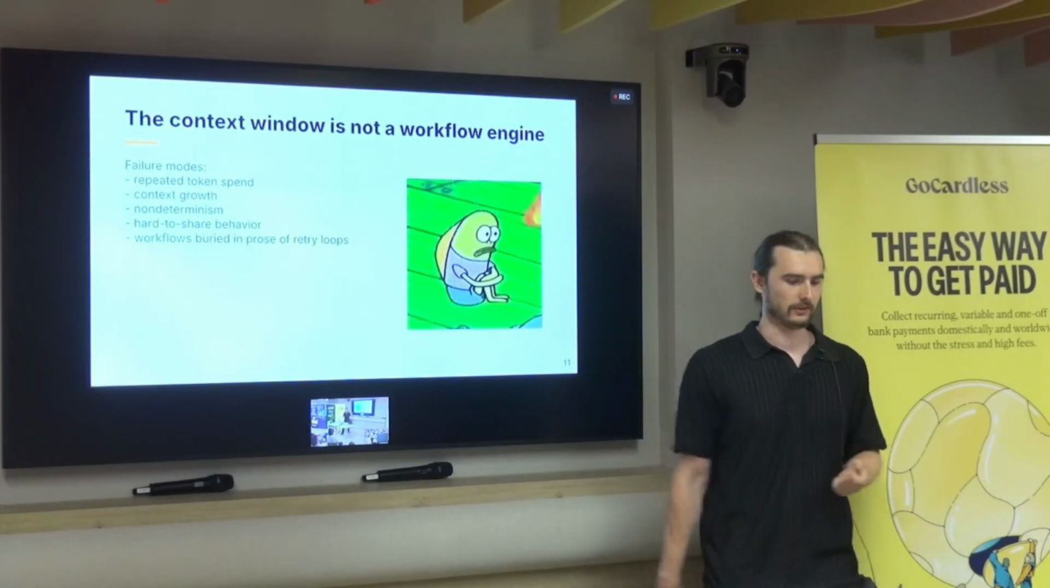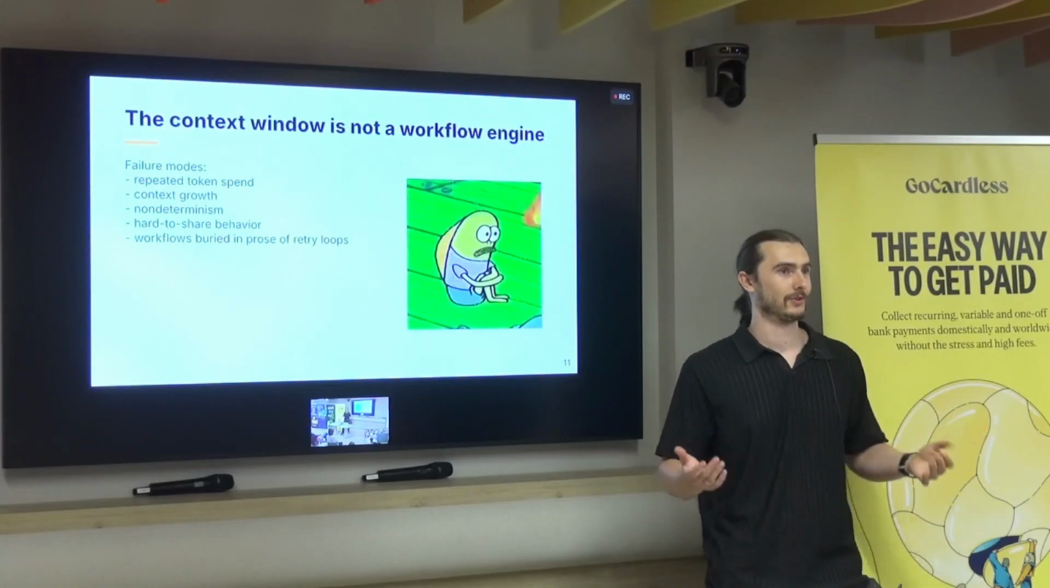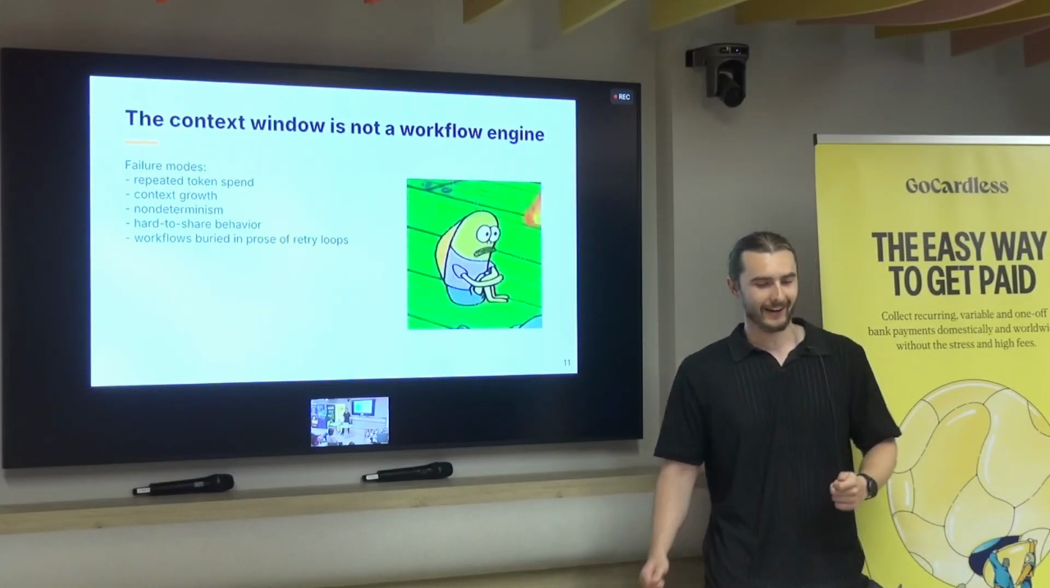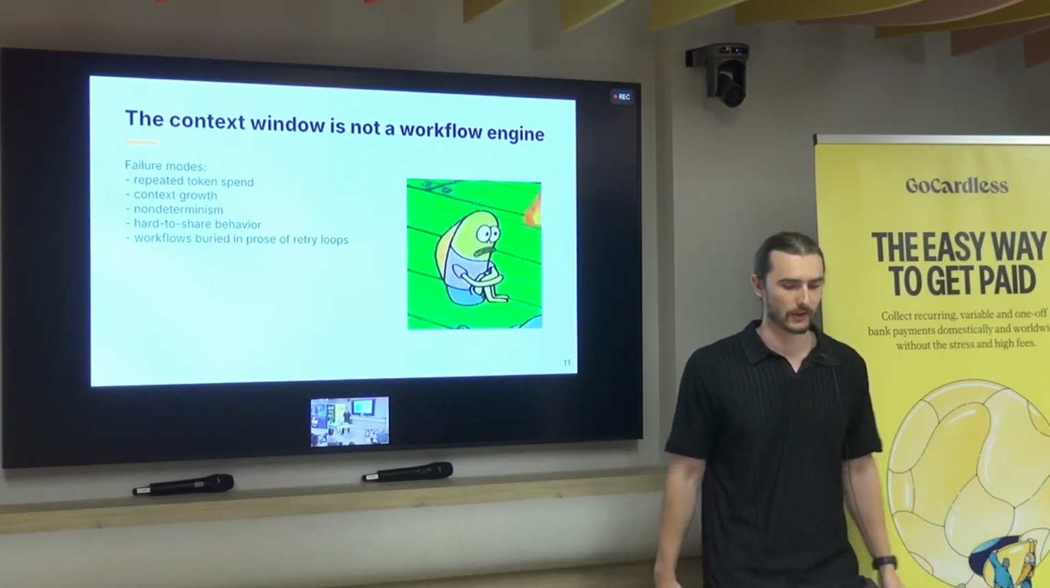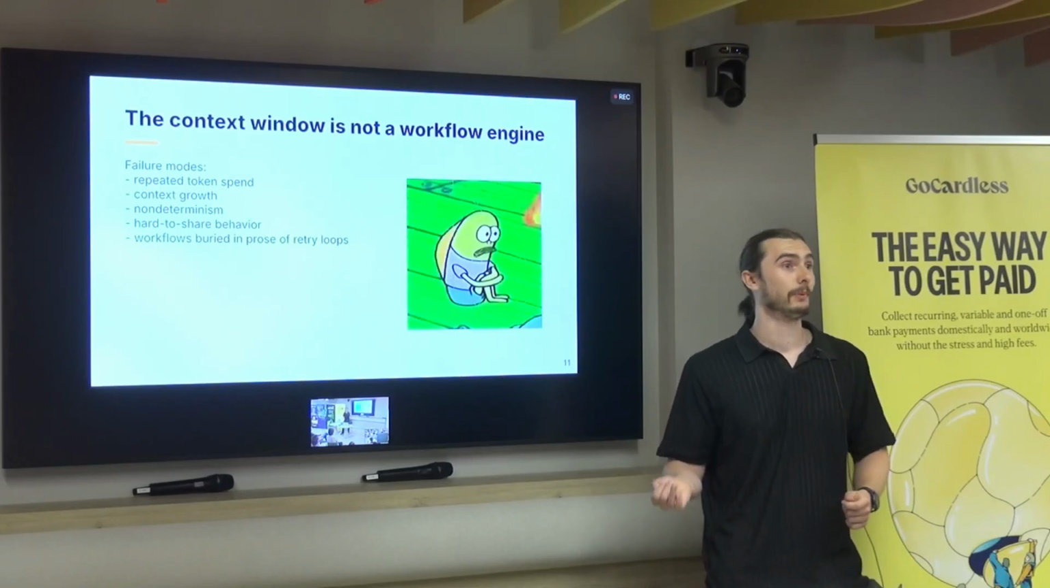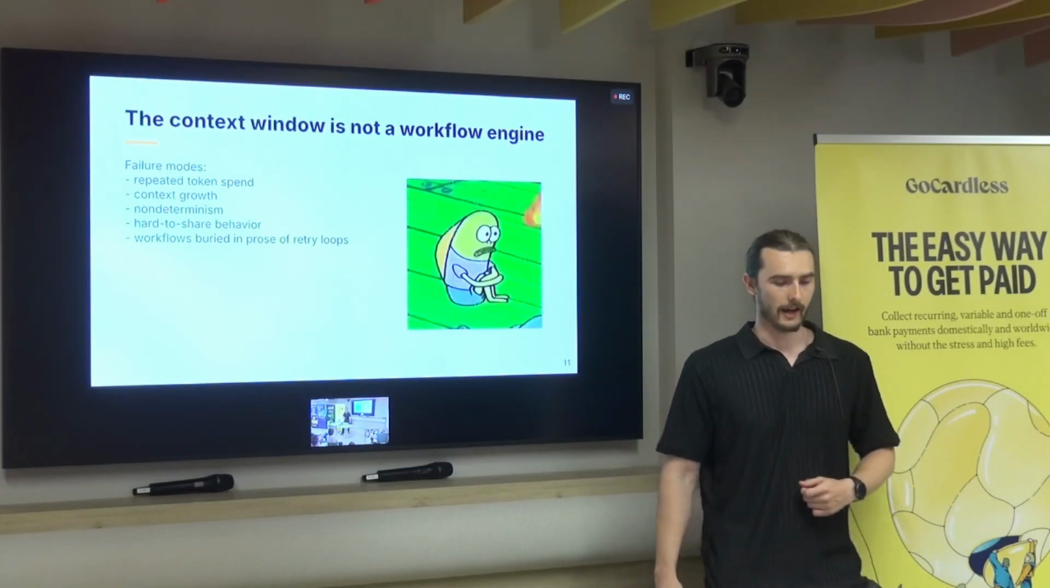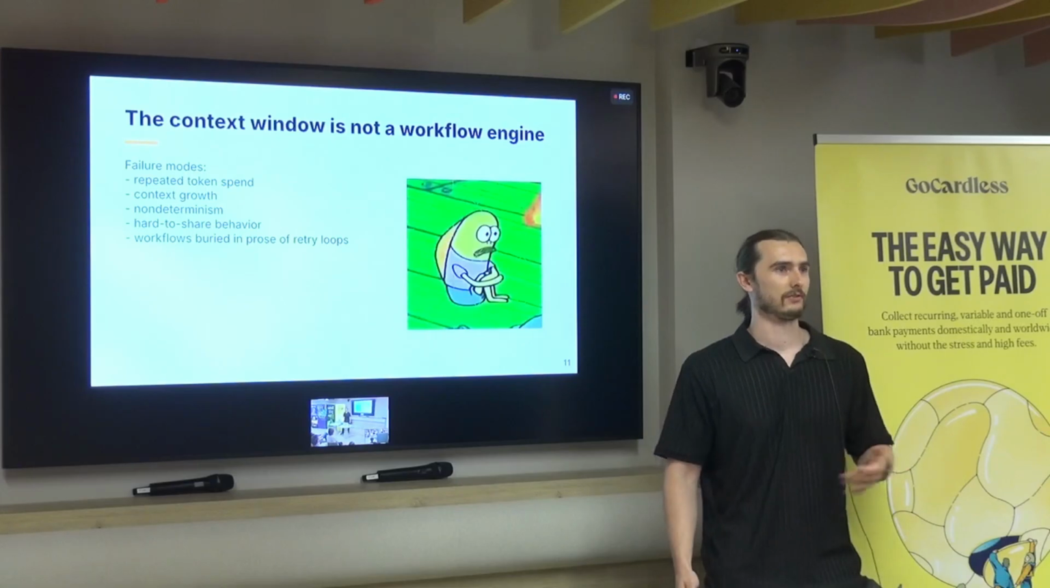And the end result is, with the current state of the art, which is there isn't a state of the art, you have repeated token spend, you're paying for it. You have context growth, you get crappy performance out of your agents. You have non-determinism because of skill and D files. And it's hard to share behavior because it's all non-deterministic skill and D files that you're just markdown sharing around in your team.